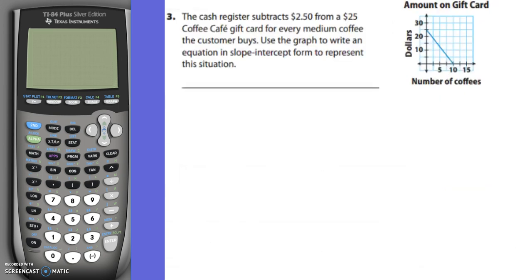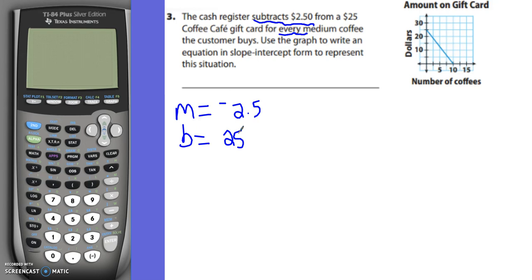All right, number 3. The cashier subtracts $2.50 from a $25 coffee cafe gift card for every medium coffee the customer buys. Okay. The constant rate of change is for every medium coffee we subtract $2.50. Subtract is a negative word. So we're going to have a slope of negative $2.50. And we have an initial value of the gift card. The initial value of the gift card is 25. Okay, and x will represent every medium cup of coffee that we buy.